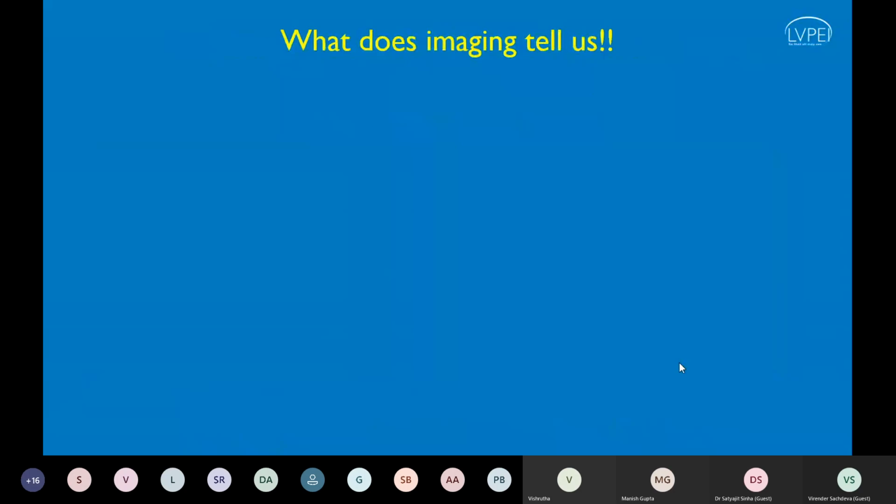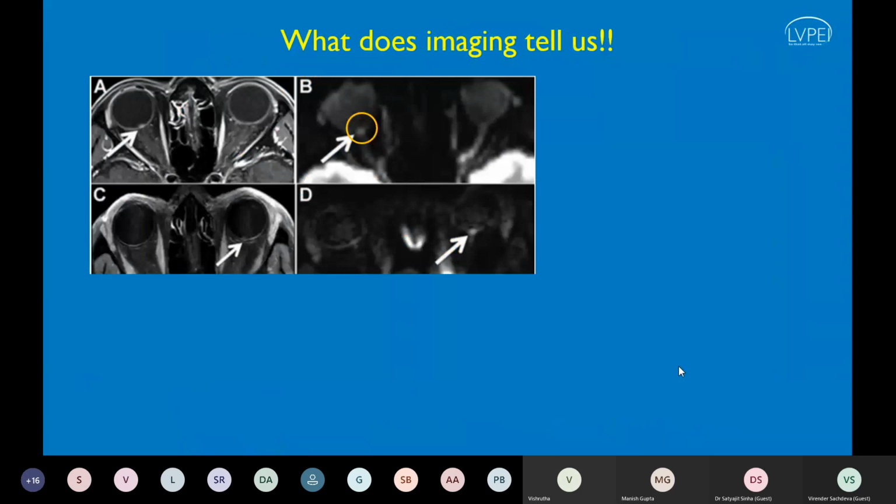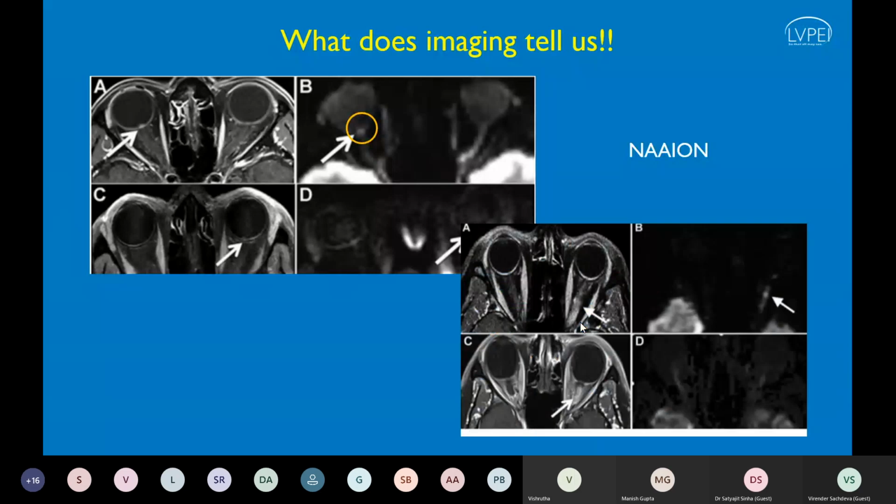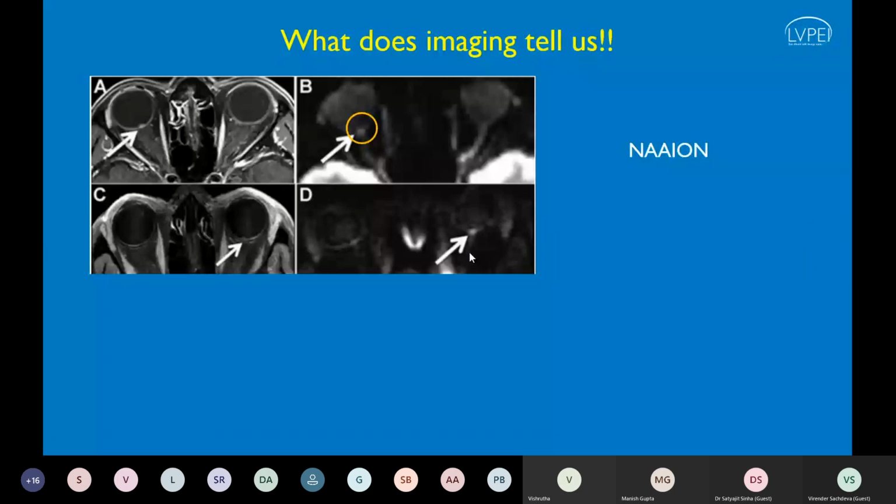In some patients, there are some articles which tell us that if we do dedicated orbital imaging, we might be able to pick up some problems in these patients. In a patient with optic neuritis versus NAION, this article tells what the differences are. In a patient with NAION, you might be able to see a hyperintense lesion only on the surface of the optic nerve, and then you might be able to see that the rest of the optic nerve is fine.